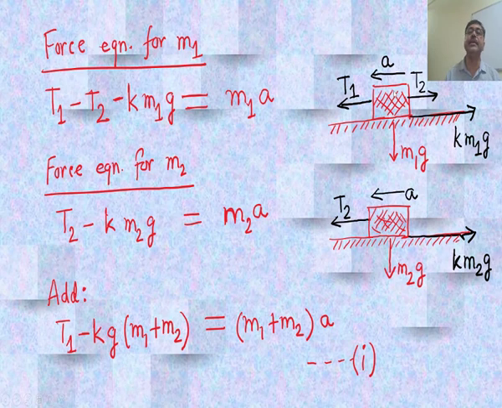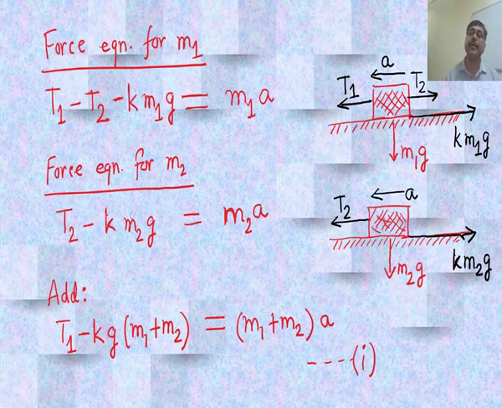In any case, T1 has to be larger such that it actually makes a motion with an acceleration a. And that is why we can say that T1 minus T2 minus KM1g is equal to M1a. Now do it for mass M2. It is much simpler than the case of M1.